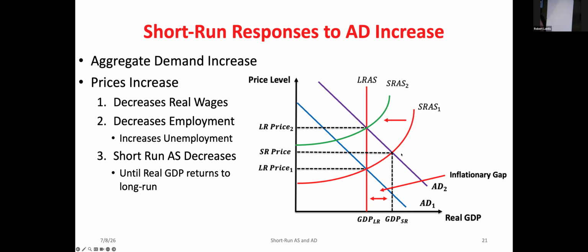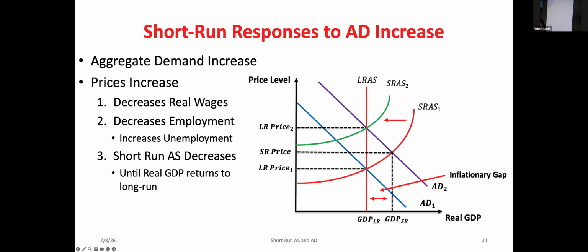So in response to this inflationary gap and expected future inflation, we see that companies adjust, right? Consumers adjust because they know the real value of their wages is going to go down in the future. And so we have this shift in the short run aggregate supply until we get to this point where prices are at their long run equilibrium. So inflationary gaps are temporary.